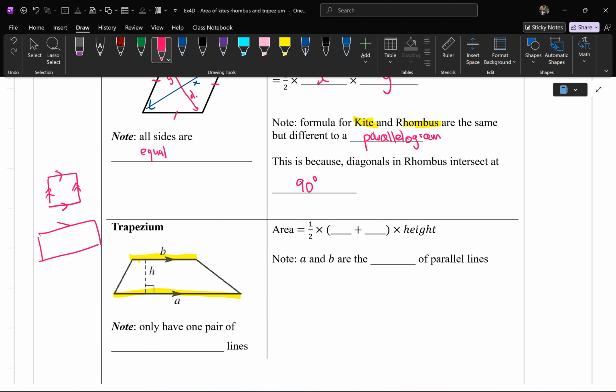A rectangle has the same thing. It has one pair, so those two are parallel, and then these two are also parallel. A rhombus is the same. A rhombus has two as well. A kite has none. So our kite has none, so that's 0. A trapezium is the only one that has one pair. So write that as part of your notes. Only have one pair of parallel lines. That's how you know you've got a trapezium.